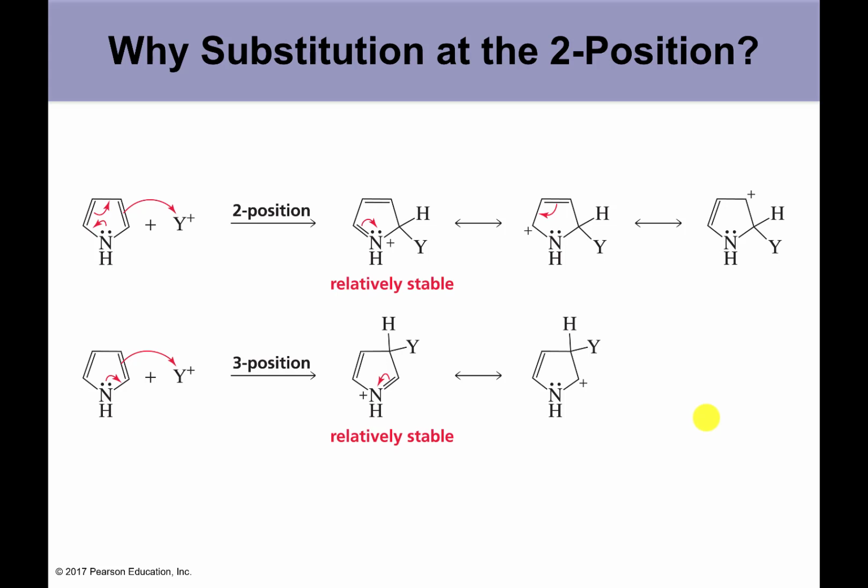This is also showing why substitution takes place in the 2 position, right? That's up here. And again, it has to do with there being a relatively stable resonance contributor for both the 2 and the 3 position, but you get these additional 2 contributors for addition in the 2 position, and here you only have the 1. And so the additional resonance contributors lead to it being more stable, so that it's the major product of the reaction.